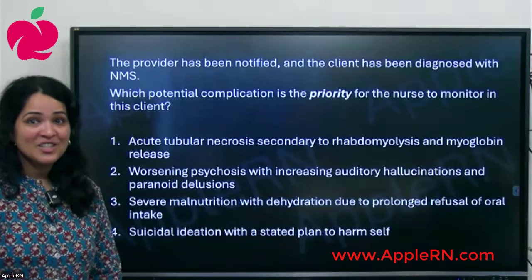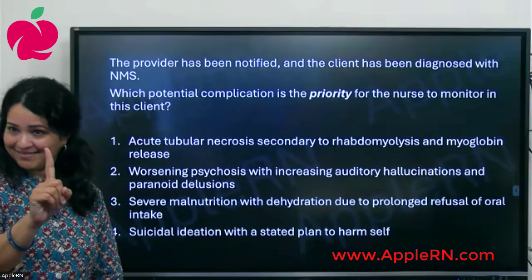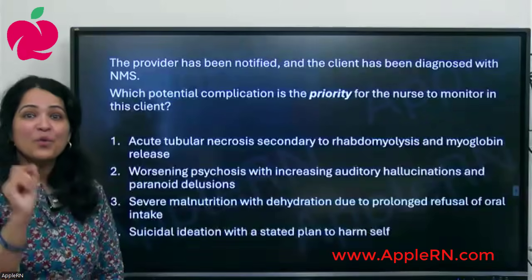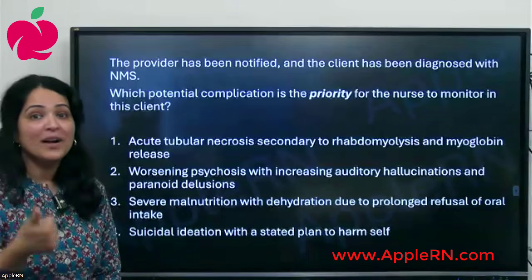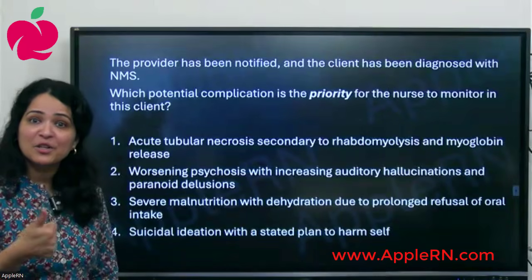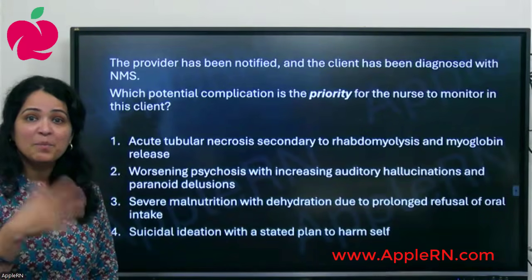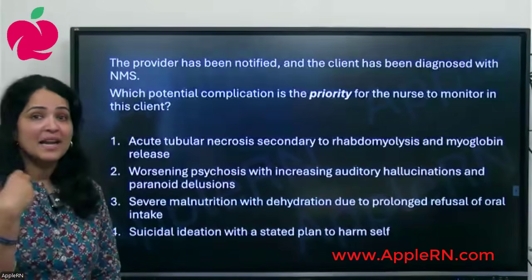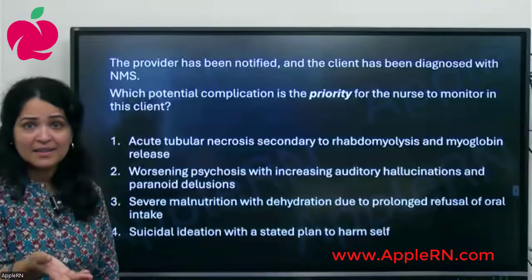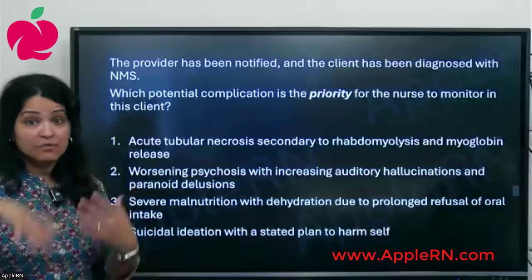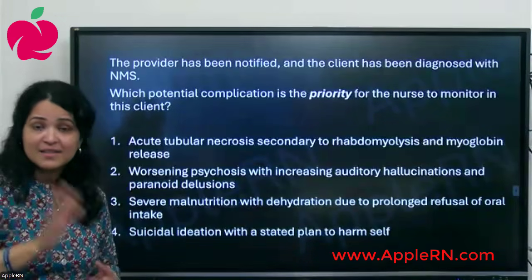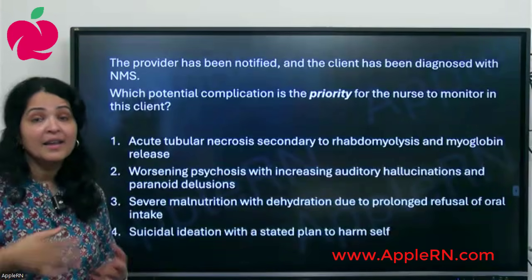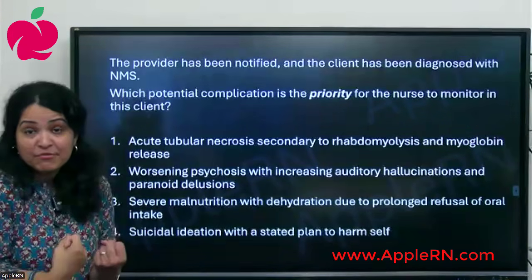So what is the answer here? Number 1. What is the problem we are focusing on? Neuroleptic malignant syndrome. What is happening with neuroleptic malignant syndrome? Muscle breakdown and autonomic instability. We saw that the patient's heart rate was high, the blood pressure was high, the temperature was high, and the patient was stiff.